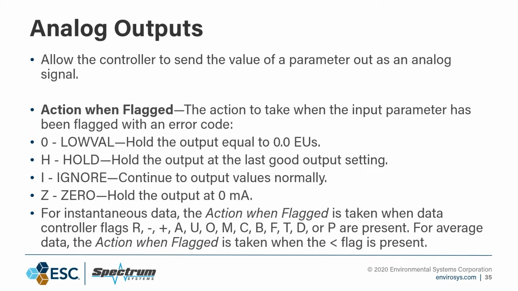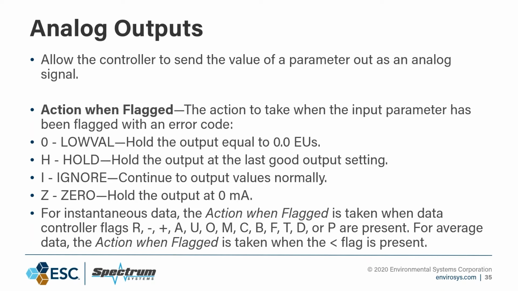Most plants have a DCS system, and they may want to see calculated gas parameters from the data controller, and you can use that as your input parameter to the analog output setting, and then scale it appropriately, and then send that signal to a DCS.